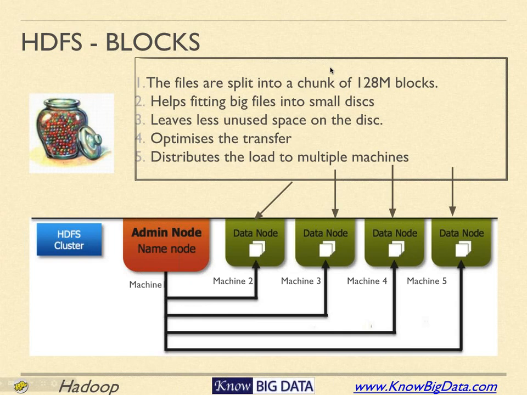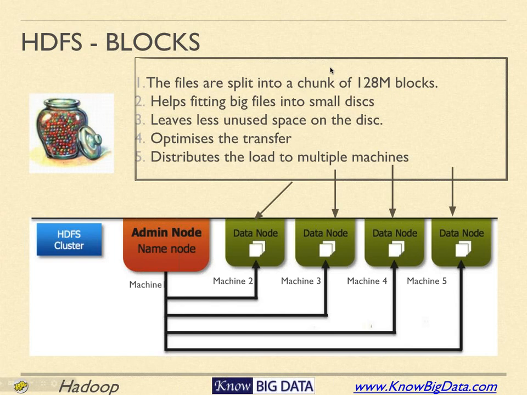All right. Now this splitting of files is a very important architectural decision of HDFS. It helps you fit big files into small disks. It leaves less unused space on the disk. It optimizes the transfer of the data. Okay, because if you are planning to watch just the beginning of the movie, you can go to the first node, and in the middle you can switch to the second node, and so on.